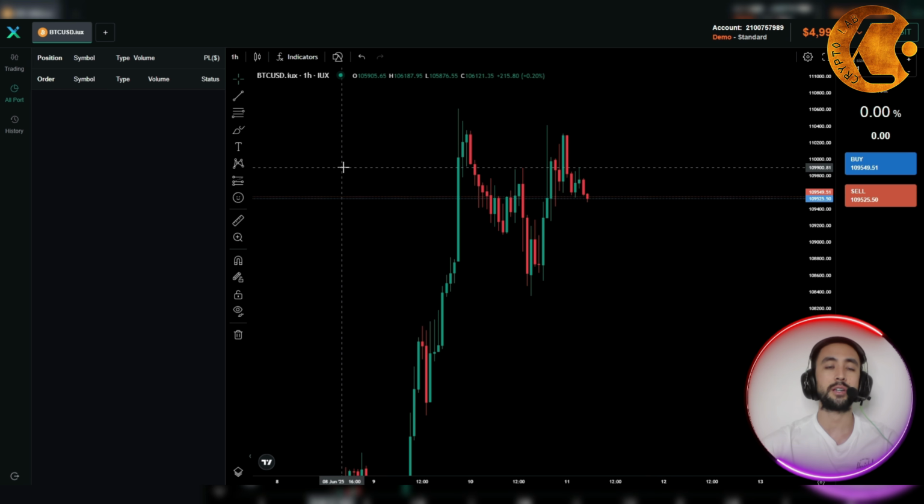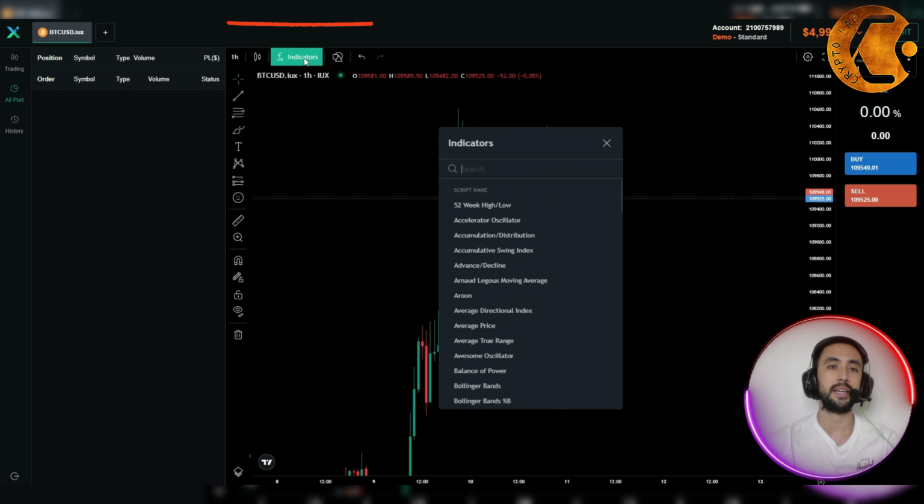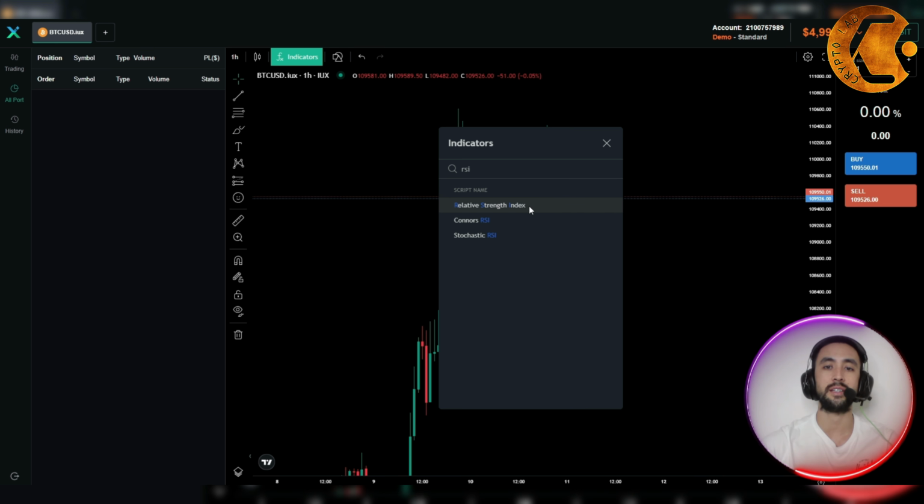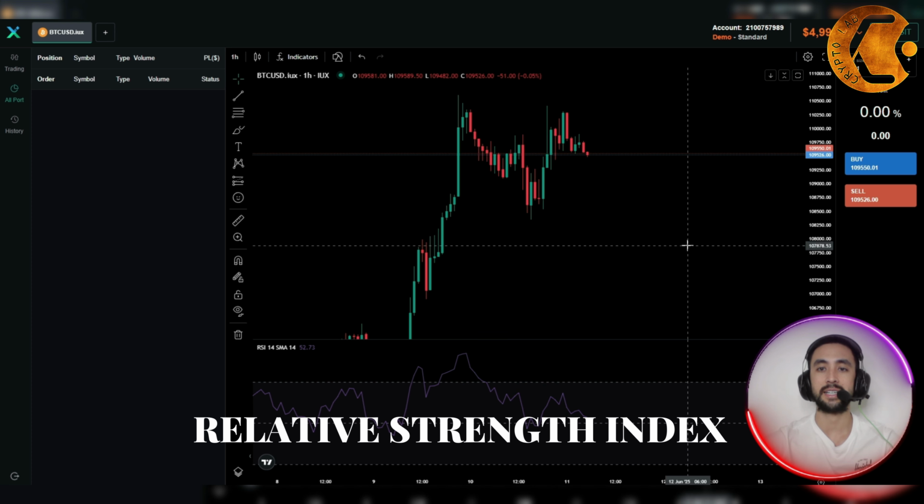There's a couple of indicators we're going to show you today, guys. Essentially we're going to hit this indicator button here. The first one we're going to put in place is the RSI, which is the relative strength index. Going to X that there and have a look.